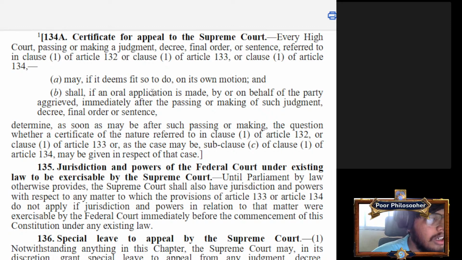shall, if an oral application is made by or on behalf of the party aggrieved immediately after the passing or making of such judgment, decree, final order, or sentence, determine as soon as may be after such passing or making the question whether a certificate of the nature referred to in clause 1 of Article 132 or clause 1 of Article 133 or, as the case may be, sub-clause (c) of clause 1 of Article 134 may be given in respect of that case.